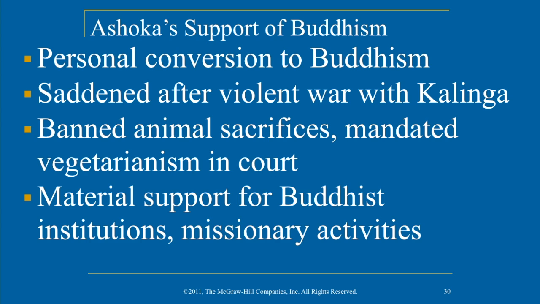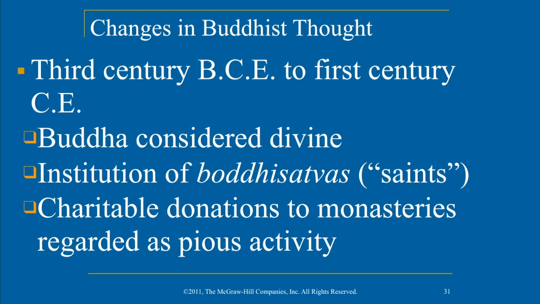This banning of animal sacrifices and vegetarianism is a kind of homage or reaction to that, which I just talked about. And the Ashoka provides material support for Buddhist institutions and missionary activities, material support in food and money for their teaching and sharing of their religion. There are some changes in Buddhist thought. Around the 3rd century BCE to the 1st century CE, the Buddha becomes considered divine. At first, he was just a man who reached some sort of enlightenment, and you too could be like the Buddha. But eventually, during the 3rd century to the 1st century, they considered the Buddha God-like or almost like a saint.